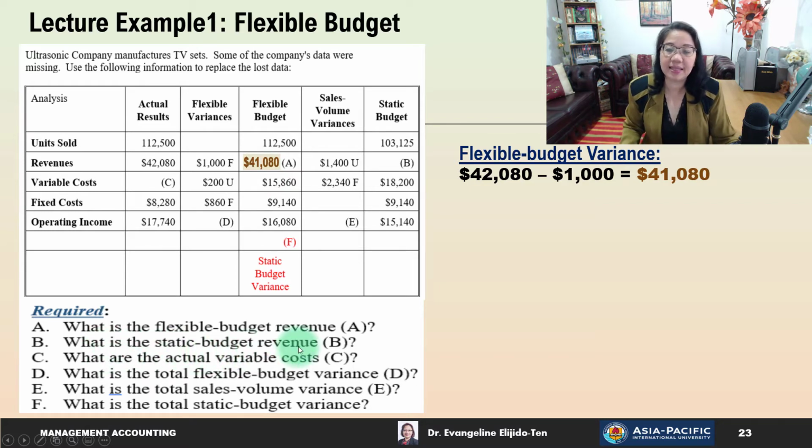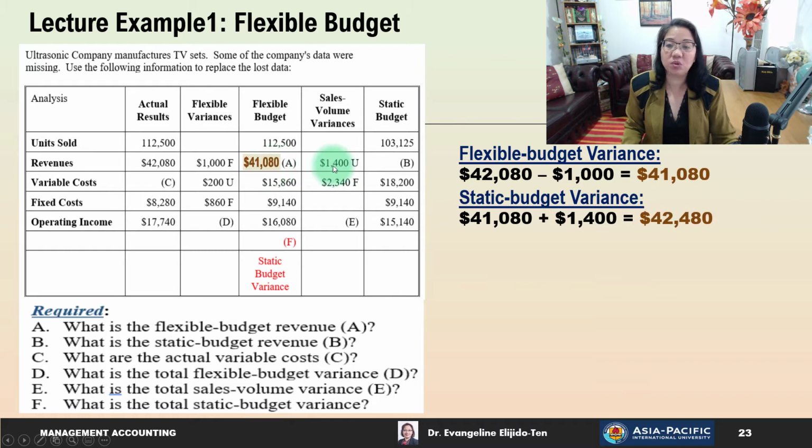What is the static budget revenue? This is letter B here. So now that we know the flexible budget is $41,080, and we know that the sales volume variance for revenue is $1,400 unfavorable, so we'll have to add 1,400 to 41,080, and we'll get $42,480. Let's go to letter C.